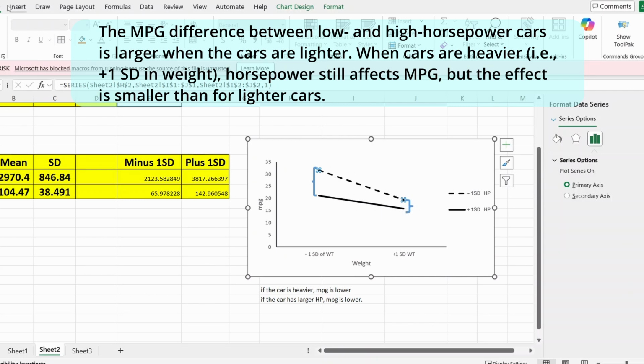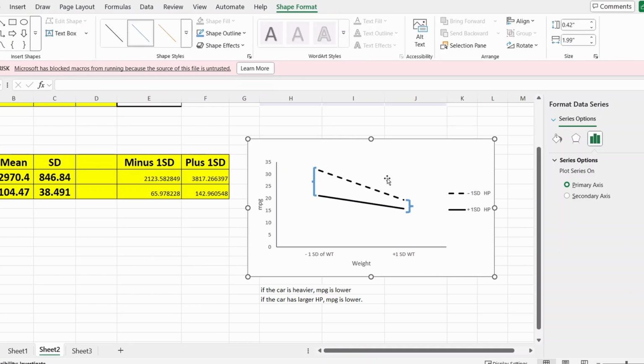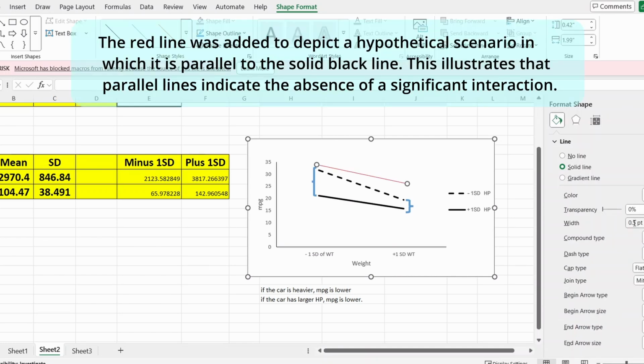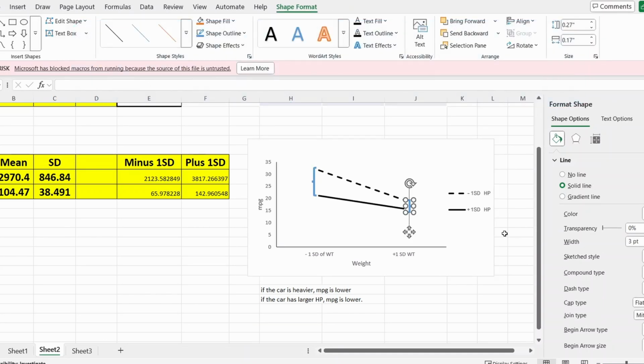Because if these two lines have exactly the same slope, for instance, let me draw a red line. This is hypothetical, not a real line, just a hypothetical that if there's no interaction and these two lines are parallel, then the differences are the same on these two sides. But of course, the fact is that these two slopes are different. That leads to different differences. This is bigger than this one.